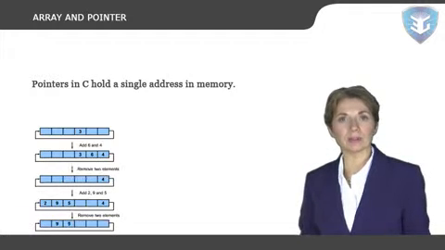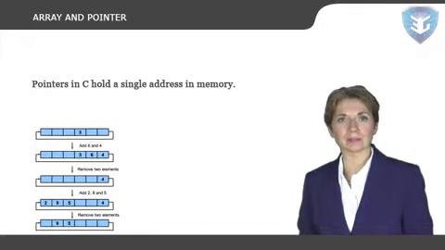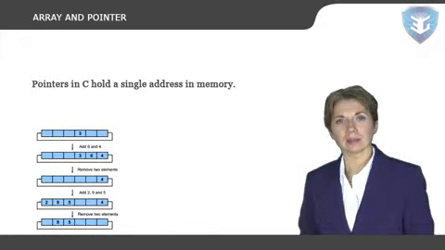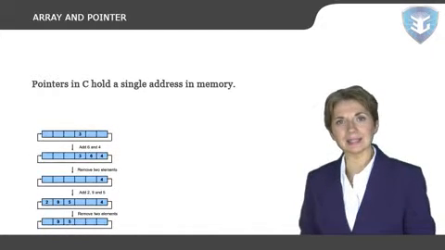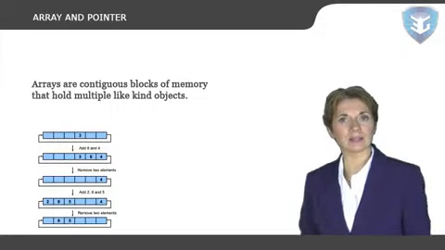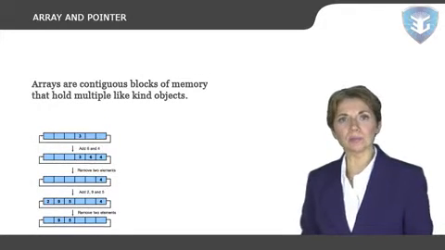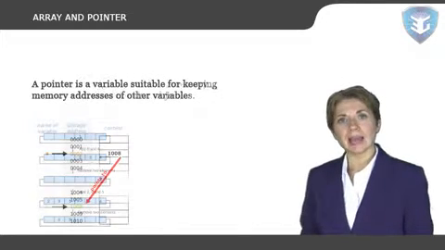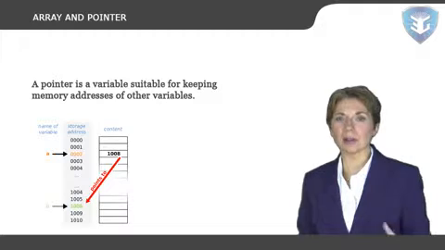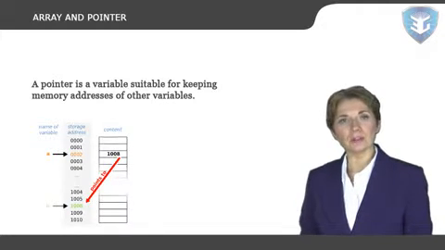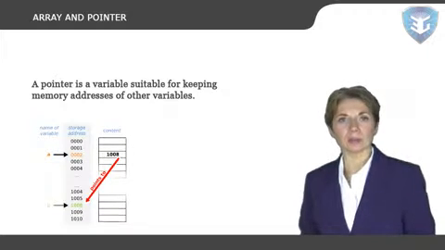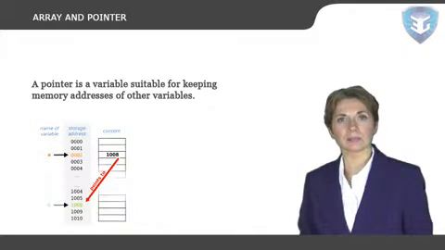Let's start with a brief introduction to array and pointers. Arrays are not pointers, and pointers are not arrays. Pointers in C hold a single address in memory. Arrays are contiguous blocks of memory that hold multiple like-kind objects. A pointer is a variable suited for keeping memory addresses of other variables. The values you assign to a pointer are memory addresses of other variables or other pointers.